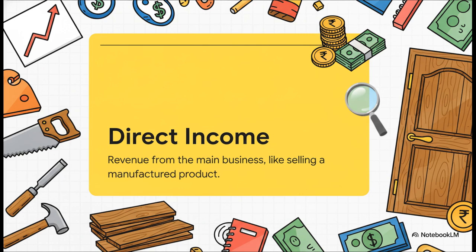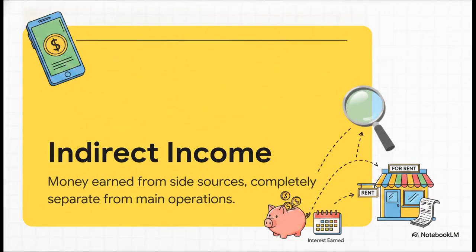Let's connect this back to our earlier example with that custom wooden door. If that door cost you 7,000 rupees to physically make, and you turn around and sell it to a client for 10,000, that 10,000 sale, that's your direct income. You did the core work, you provided the core product, and you got paid for it. Boom.